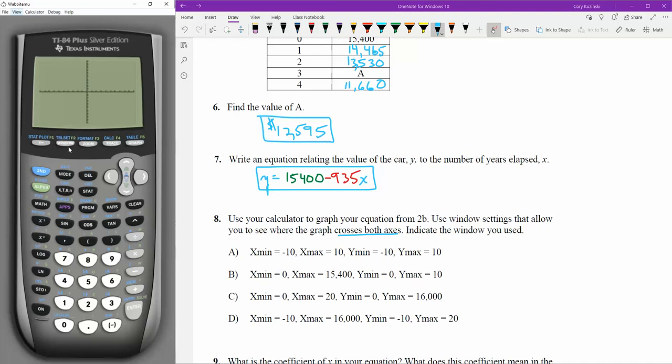So that's option A. Let's try option B. So 0 to 15,400 and 0 to 10. I don't think we're going to see much here. Okay? Nope. Don't see much. Let's try this third one here. Window. Let's go 0 to 20 and 0 to 16,000. I think this is going to work best for us because this is like 0 to 20 years and this is 0 to $16,000, and we know the start of the car was a little bit under 16,000. There it is. There's our graph. So option C. The one we want.